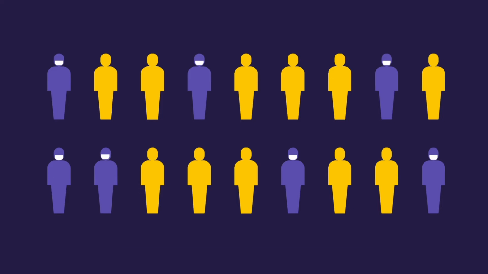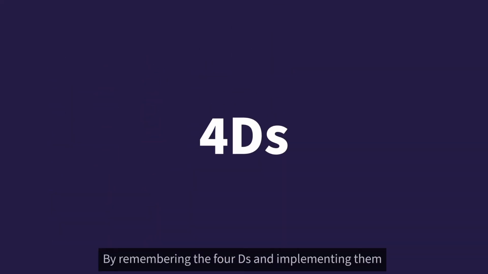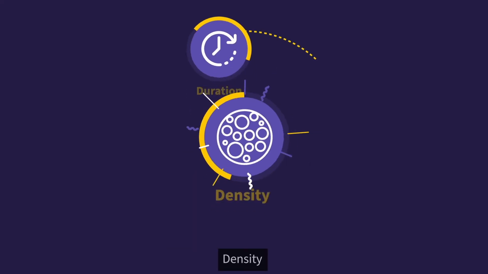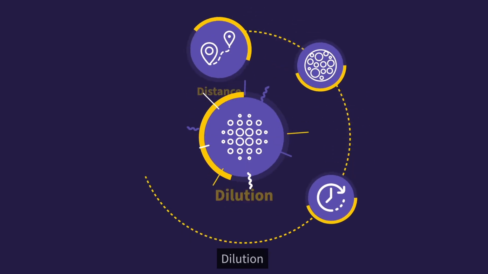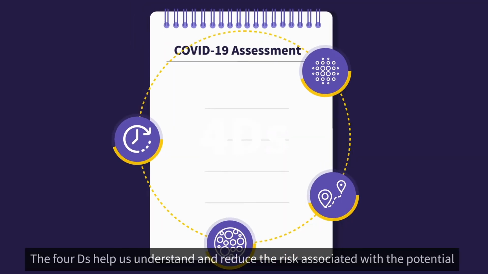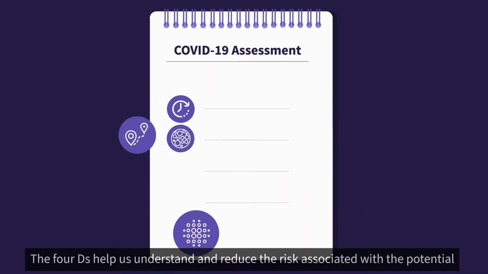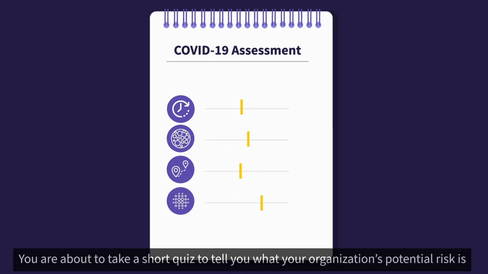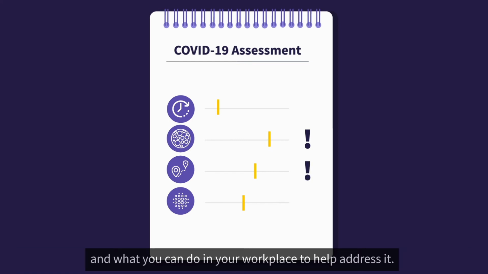How? By remembering the 4 Ds and implementing them with a simple scale to help you manage risk: duration, density, distance, dilution. The 4 Ds help us understand and reduce the risk associated with the potential airborne viruses people are breathing in and the indoor spaces they occupy. You are about to take a short quiz to tell you what your organization's potential risk is and what you can do in your workplace to help address it.